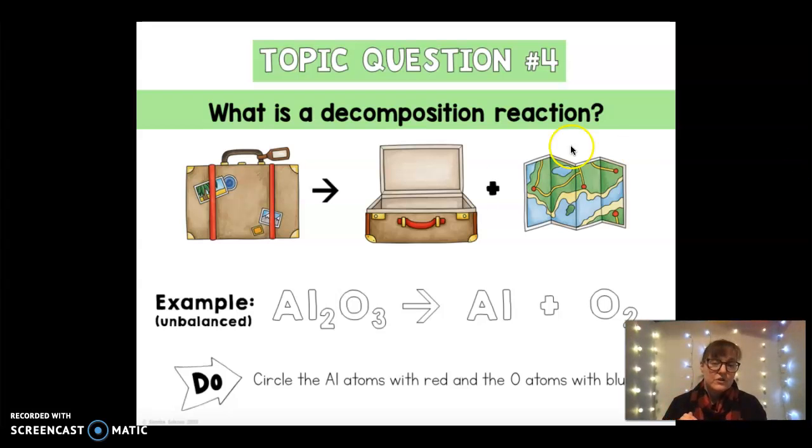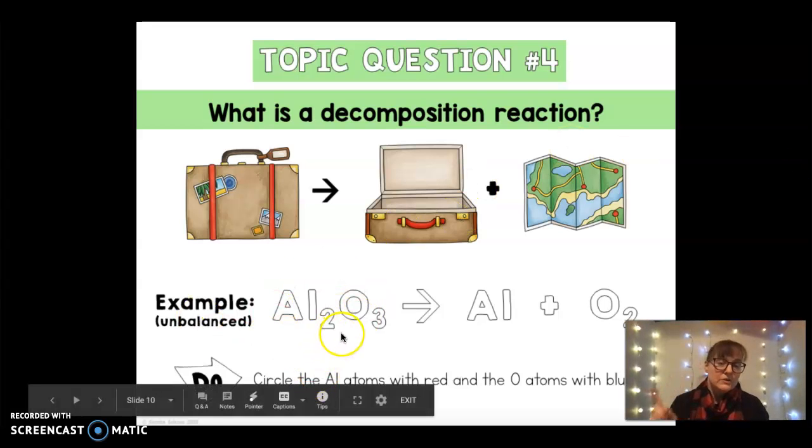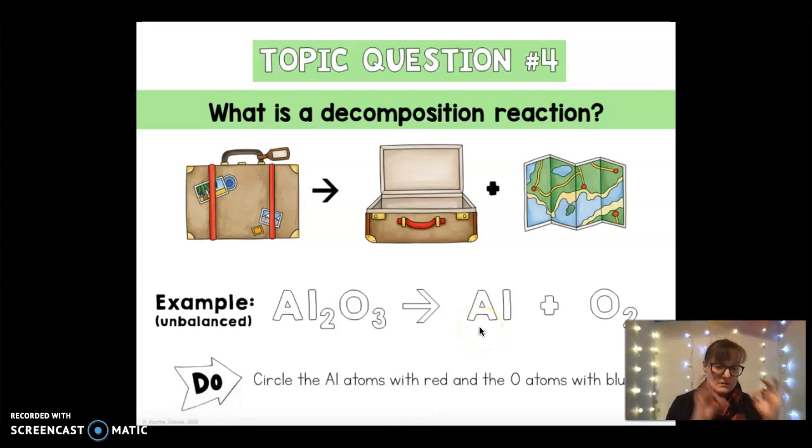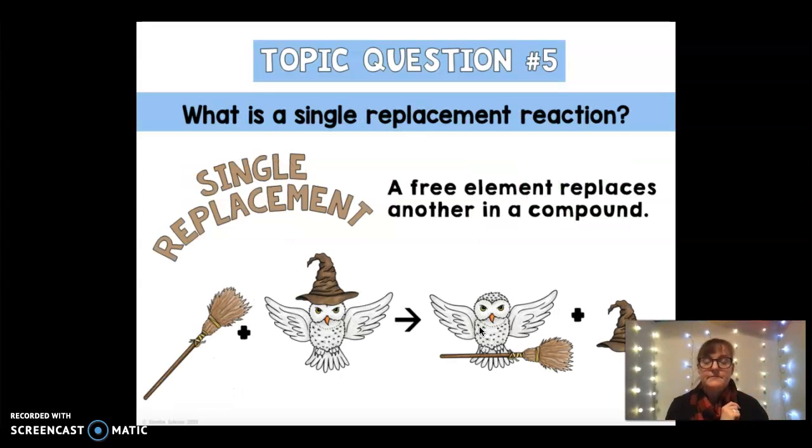Here's an example. You're starting out with your compound. Aluminum oxide compound yields or produces two elements. Aluminum and oxide separate. Perfect. Decomposing. You're starting with one thing and you're getting smaller things after, breaking it down. Okay, those two are your basics.